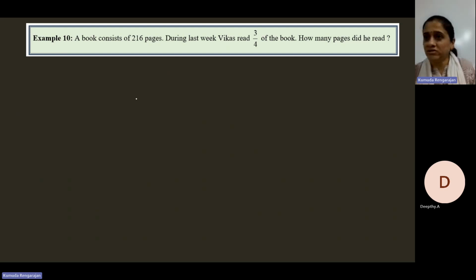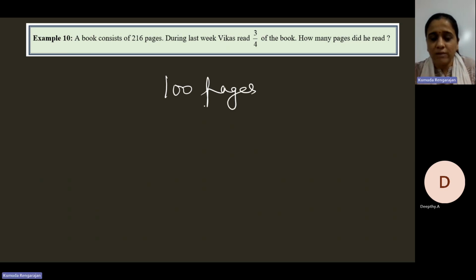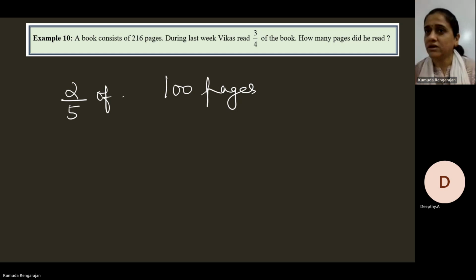Now this is one thing. Now supposing I say that there are 100 pages in a book. A book has 100 pages, and you have read 2/5 of 100 pages.